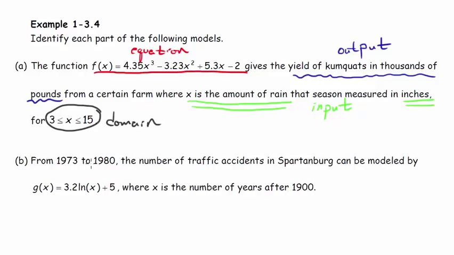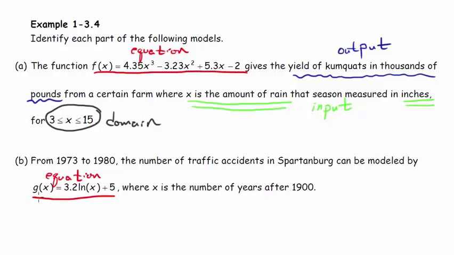From 1973 to 1980, the number of traffic accidents in Spartanburg can be modeled by this equation here, where X is the number of years after 1900. Alright, so let's see here. The equation is the easy one. I found the equation.